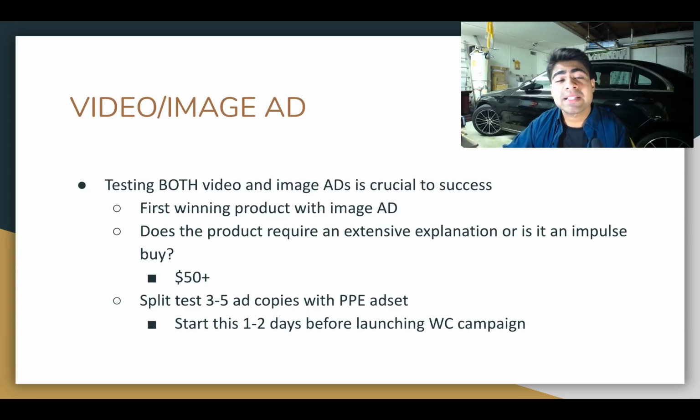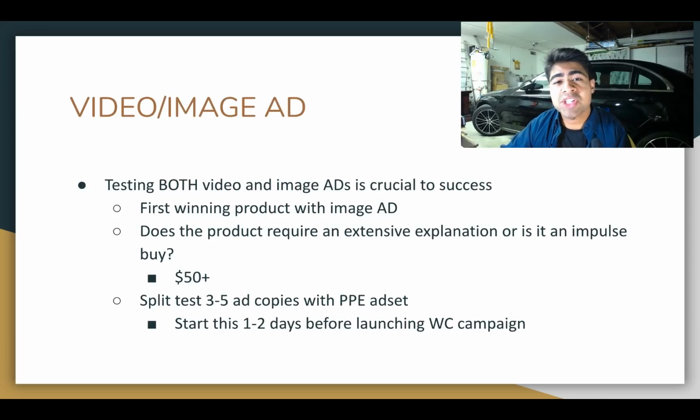And one cool way to split test that I'm finding right now is launching a post engagement ad set or campaign 1 to 2 days prior to launching the website conversion campaign, and testing 3 to 5 different ad copies within that post engagement campaign. You can have 2 to 3 ad sets running with 3 to 5 ad copies each at $5 a day, and just monitor them for a day or two and see which ad copy Facebook spends the most budget on, because that is what Facebook determines to be the winning ad copy. And once you do find that out, you want to include that inside the website conversion campaign.